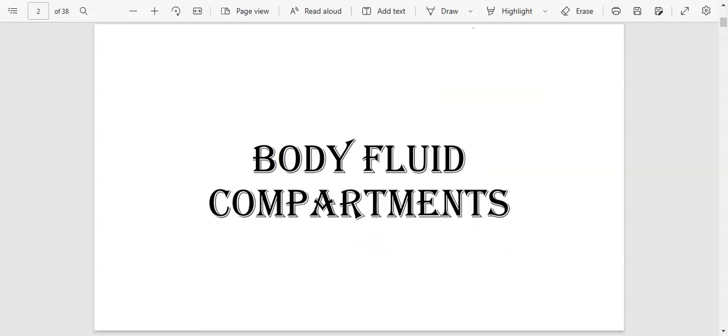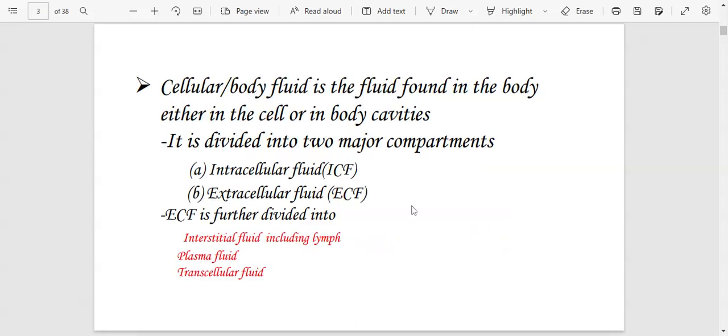So when you get to consider the fluids in the body, they are going to be divided into those fluids within the cell and those which are outside the cell. So that is why we need to understand the body fluid compartments. When you are saying body fluid or cellular fluid, we are just talking about the fluid which is found in the body. Cellular itself tells us about fluids which are found within the cells, but you've also got other fluids which are just found outside the cell. So we'll just refer to them as body fluids, right?